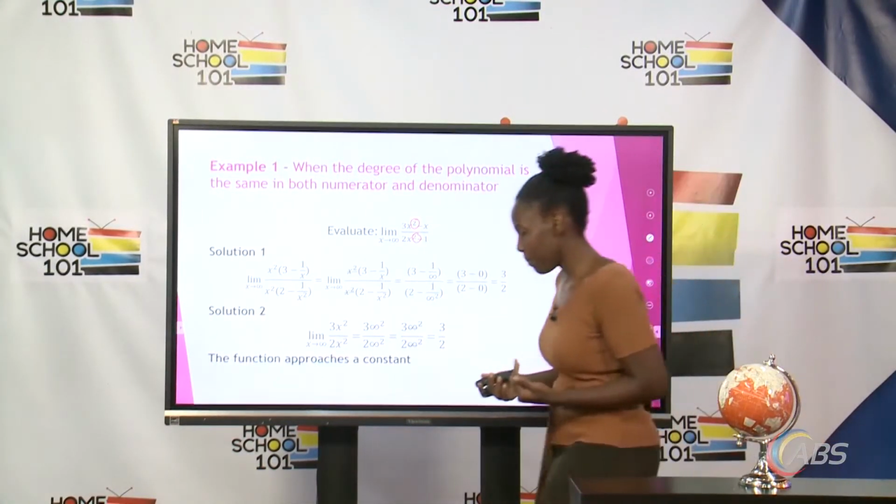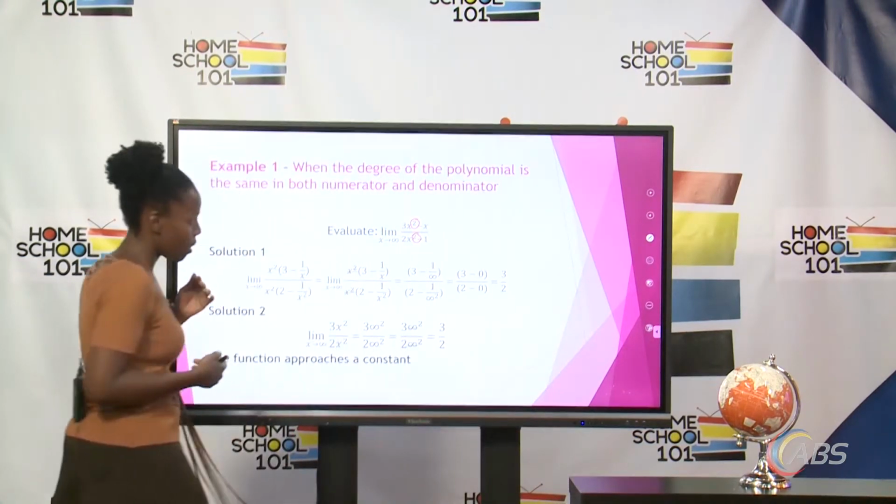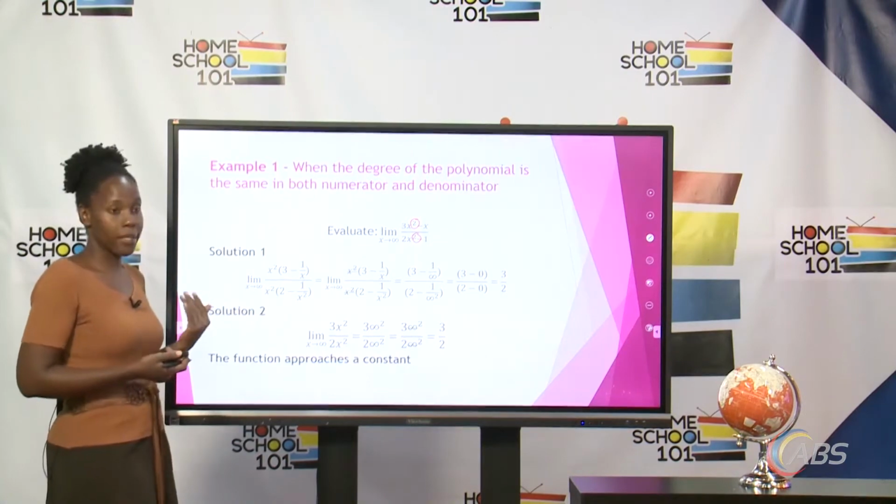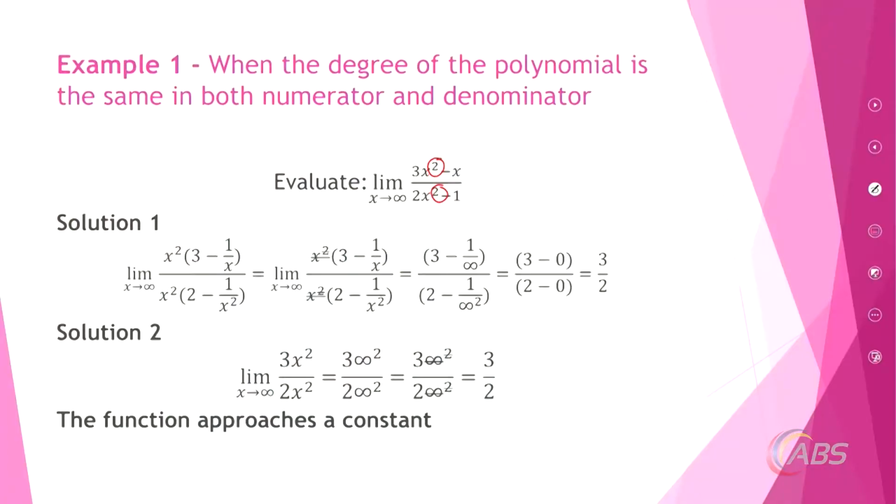So what we would simply do is factor out the highest power of x from both the numerator and denominator. When we take out x squared as a common factor in my numerator, I'm left with 3 minus 1 divided by x. In the denominator, I'm left with 2 minus 1 divided by x squared. What I would then do is cancel the x squares, and I'm left with 3 minus 1 over x divided by 2 minus 1 over x squared.